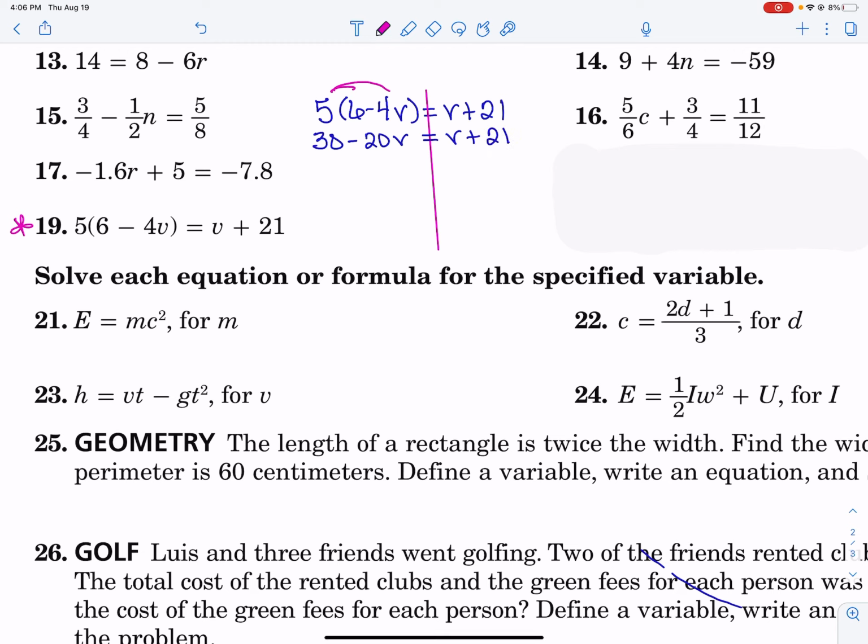Okay. Getting all the v's to the same side, I want to move the one that is smaller in value. So negative 20 is actually smaller than positive 1. Okay. So let's go ahead and move over that negative 20. So I'm going to add 20v to both sides. Just forgot to put that in the other color to show that I'm doing inverse.